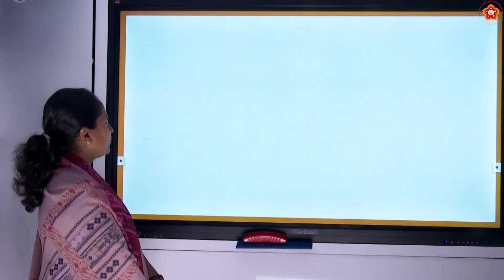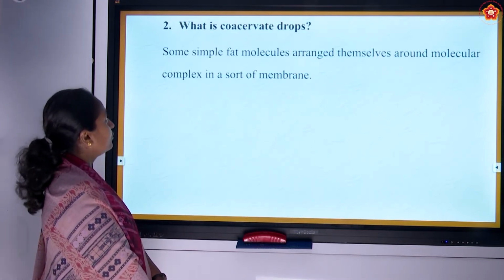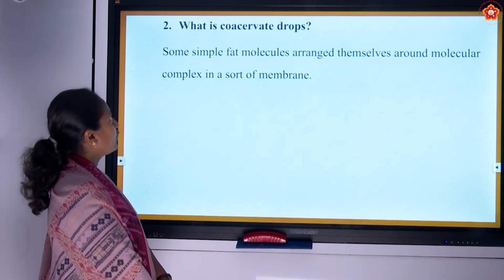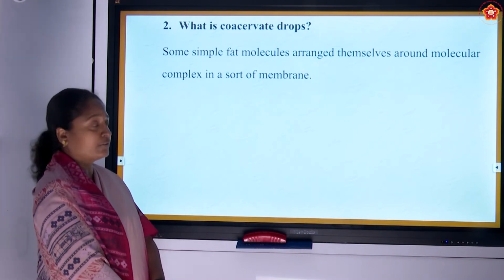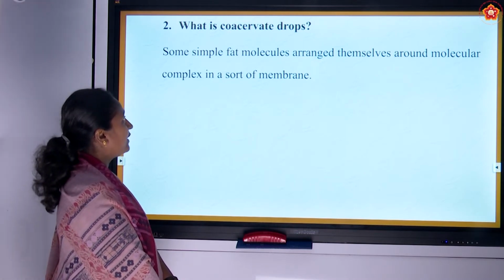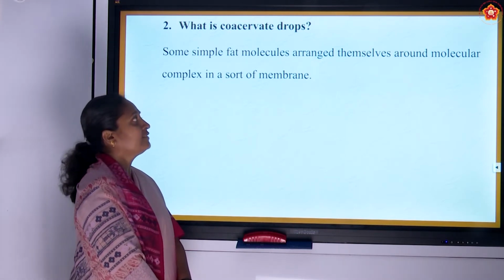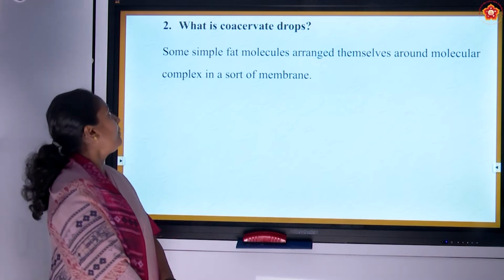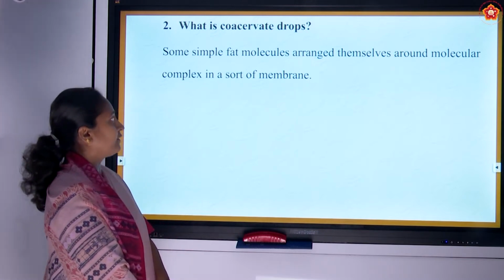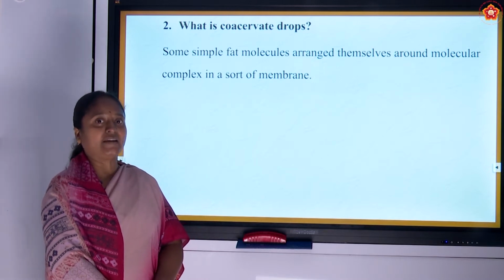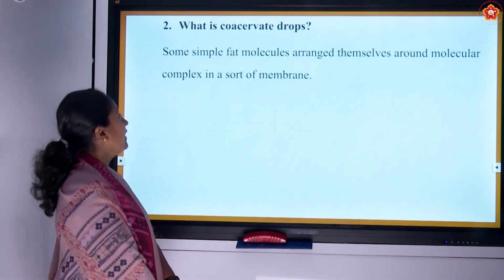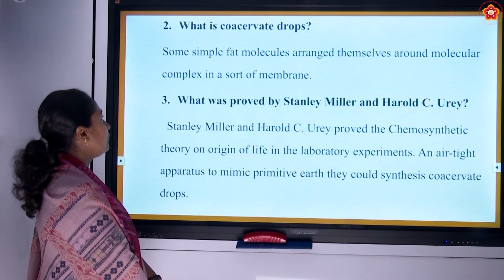Then we go to question number 2: what are coacervate drops? We have already seen this in the previous question, but it is a 2-mark question. Some simple fat molecules arrange themselves around a molecular complex in a sort of membrane. We can see a circular droplet forming in oil, right? Similar to that, these coacervate drops have formed.